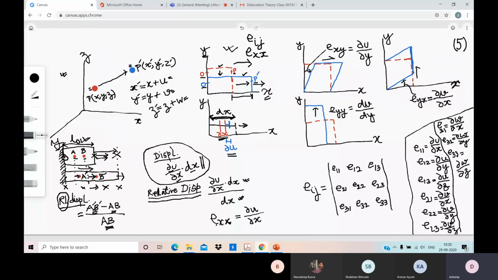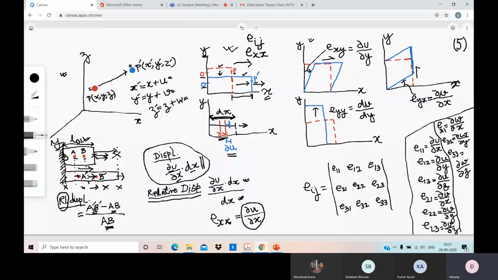So how much is the relative displacement in this case? Sigma xx. Sigma xx is equal to del u del x. So del u del x will give my relative displacement along the direction x, which is proportional to the direction x. So exx is del u del x, where u is the displacement along the x direction.